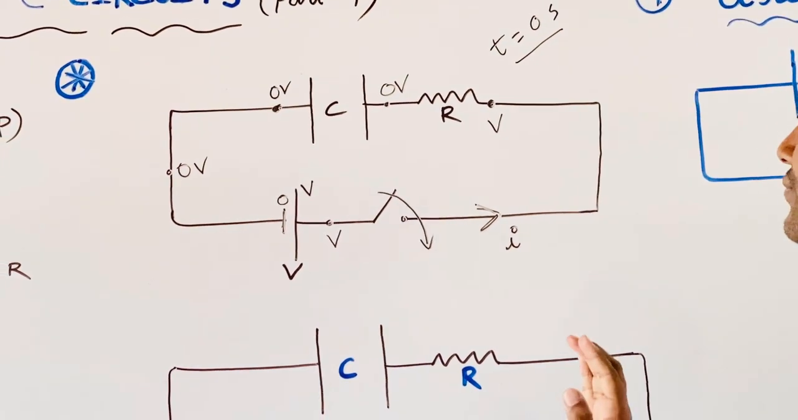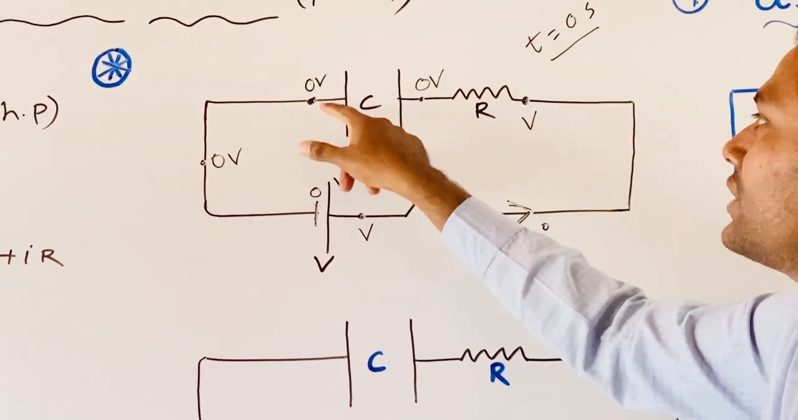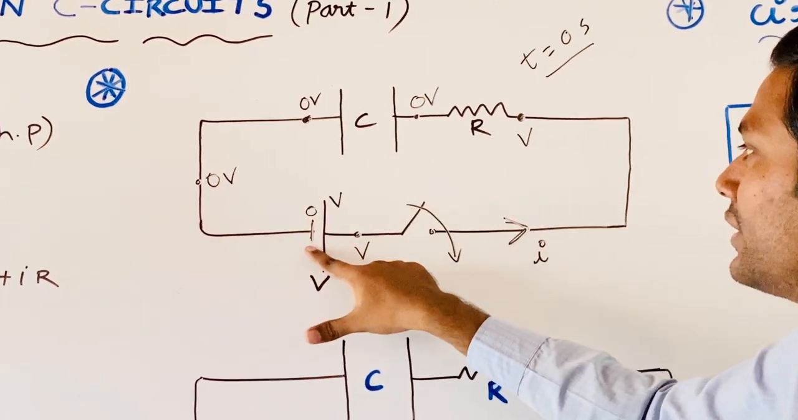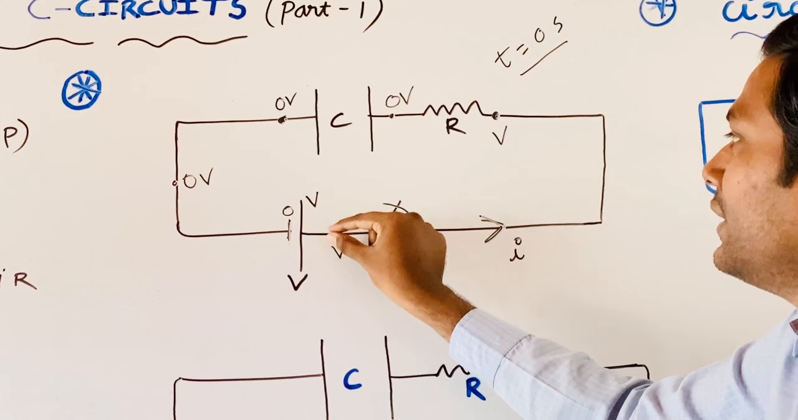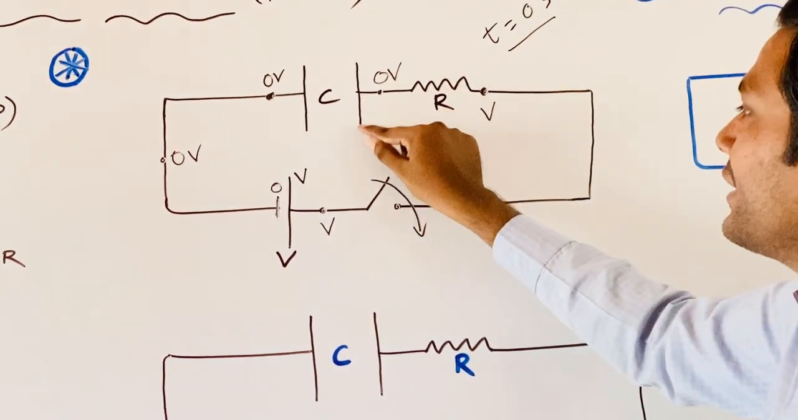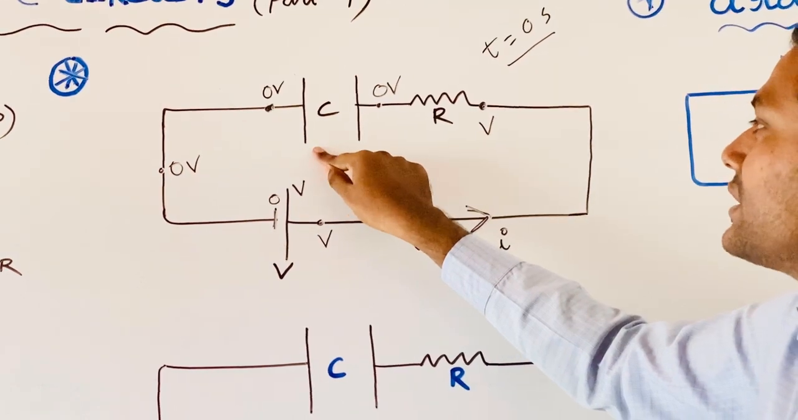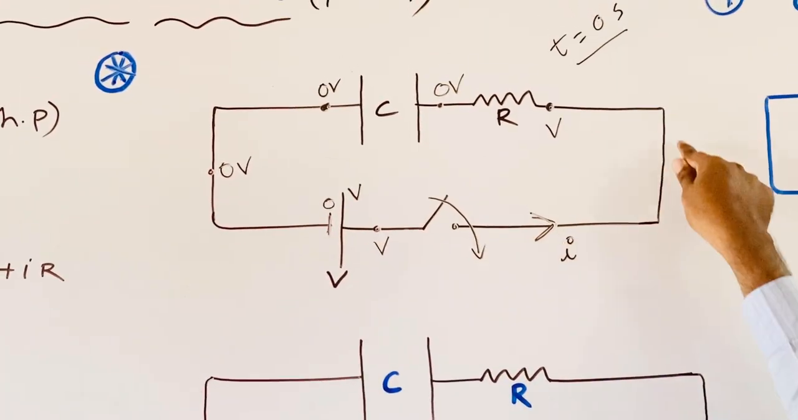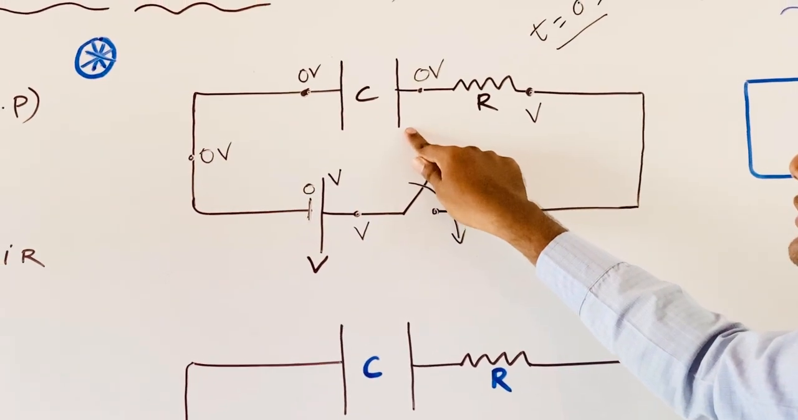Now observe carefully, as time goes on, what will happen? This battery will remove some charge from this plate connected to the negative terminal, and this battery will do some work in order to send this charge to the plate connected to the positive terminal. Nothing but for this plate, charge is continuously being lost. Why? Battery was taking the charge away from this plate. At the same time, this battery was supplying the charge to this plate. Nothing but charge on this plate is continuously decreasing, but the charge on this plate is continuously increasing.